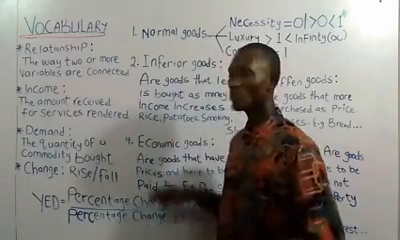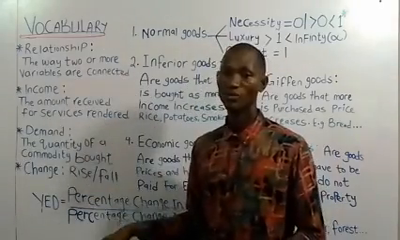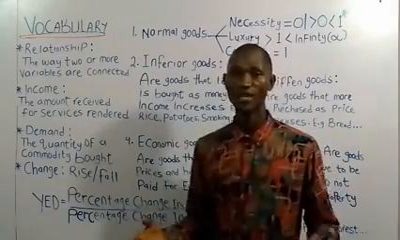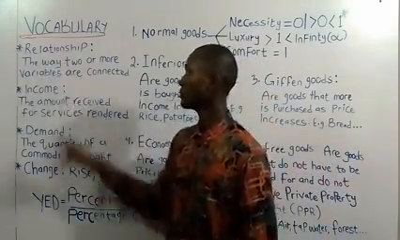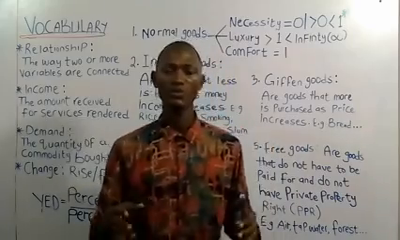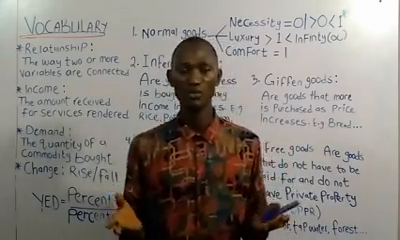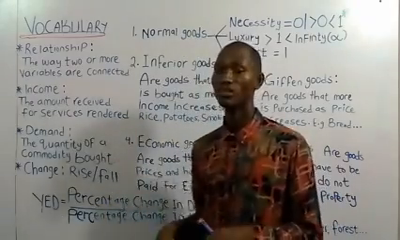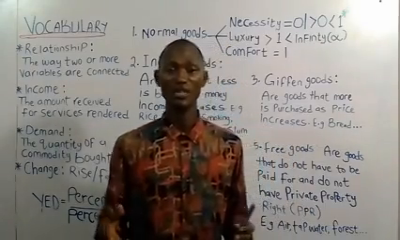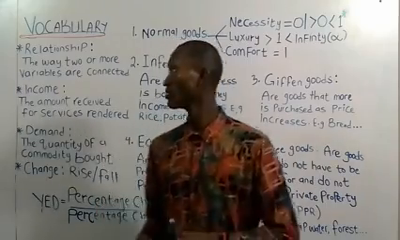Now, before I come to explain the types of goods that we have, let me quickly run through this vocabulary, which will help further your understanding with respect to the topic at hand. Now, relationship. The way two or more variables are connected. Now, in economics, there are countless number of variables, but for the purpose of this study, I will limit it to 2. 1. Income and quantity demanded, and 2. Price and quantity demanded.